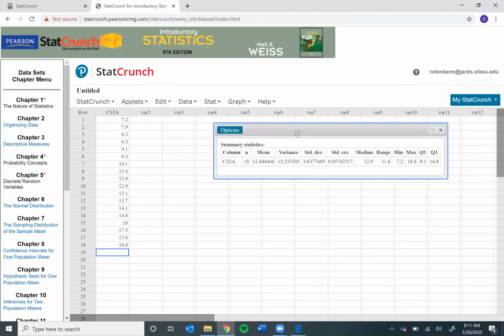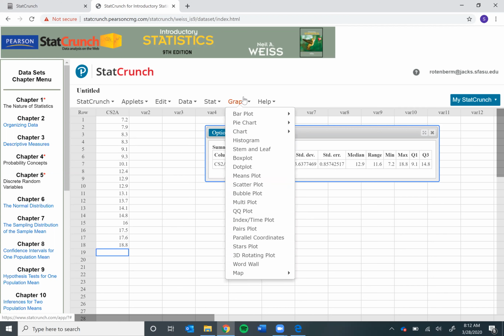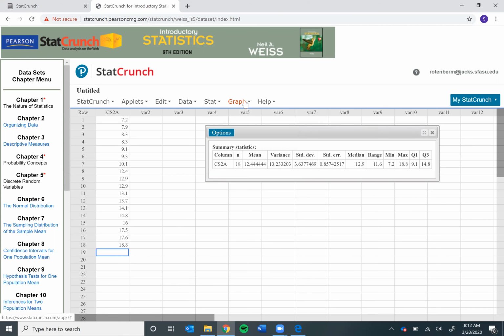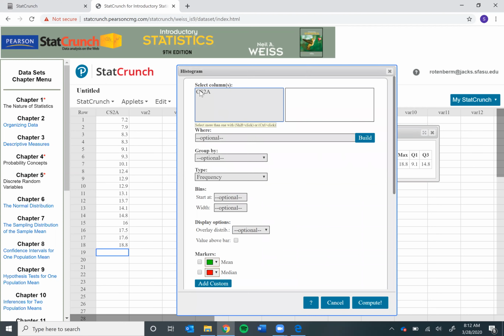That's where I got our standard deviation, S, of 3.64, and X bar, our sample mean, 12.44. The other thing that might be helpful is taking a look at the histogram. So I'm going to go to Graph, down to Histogram, select the column that I want, and press compute.